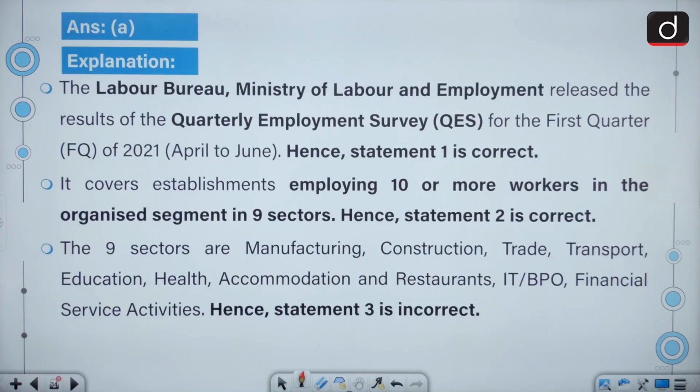The Labour Bureau, Ministry of Labour and Employment released the quarterly employment survey for the first quarter of 2021. It covers establishments employing 10 or more workers in the organized segment in 9 sectors, namely manufacturing, construction, trade, transport, education, health, accommodation and restaurant, IT, BPO, financial service activities.